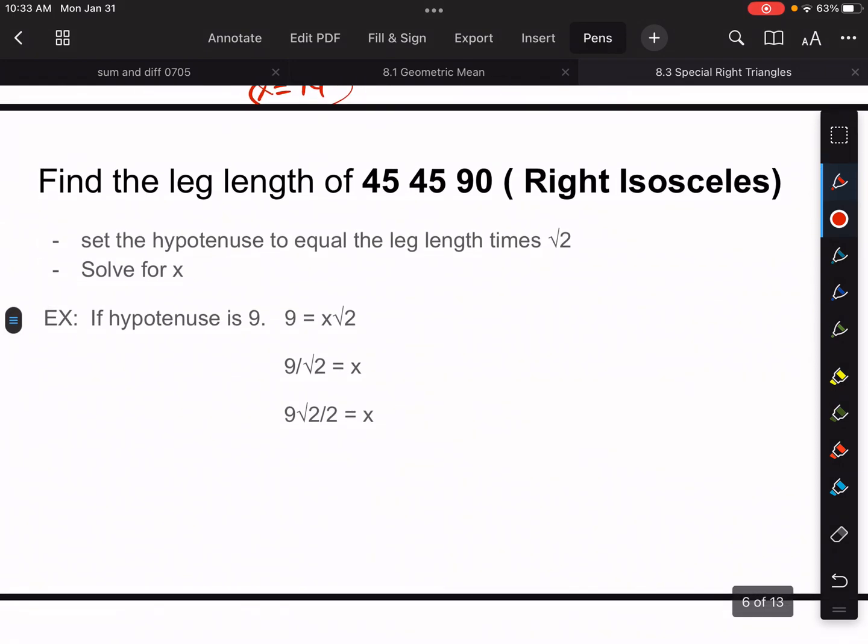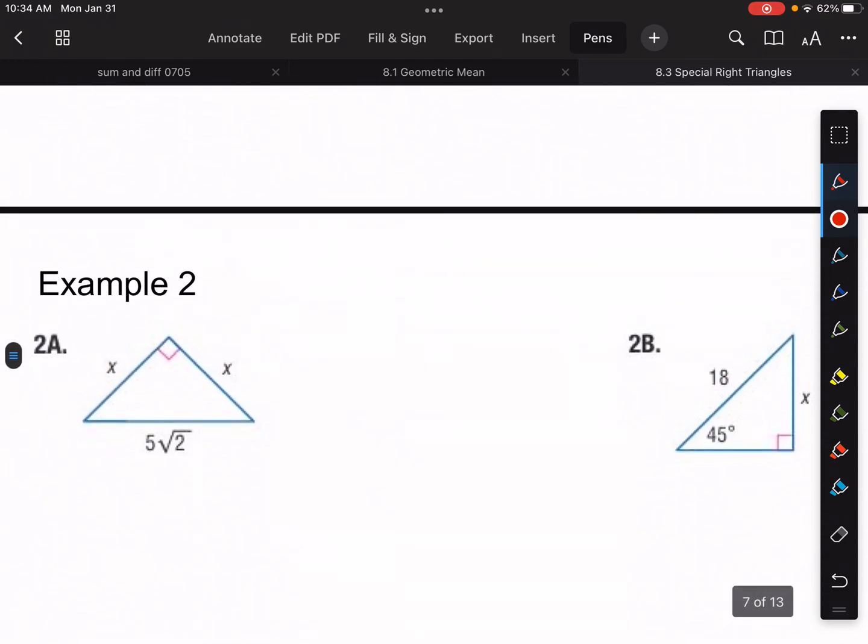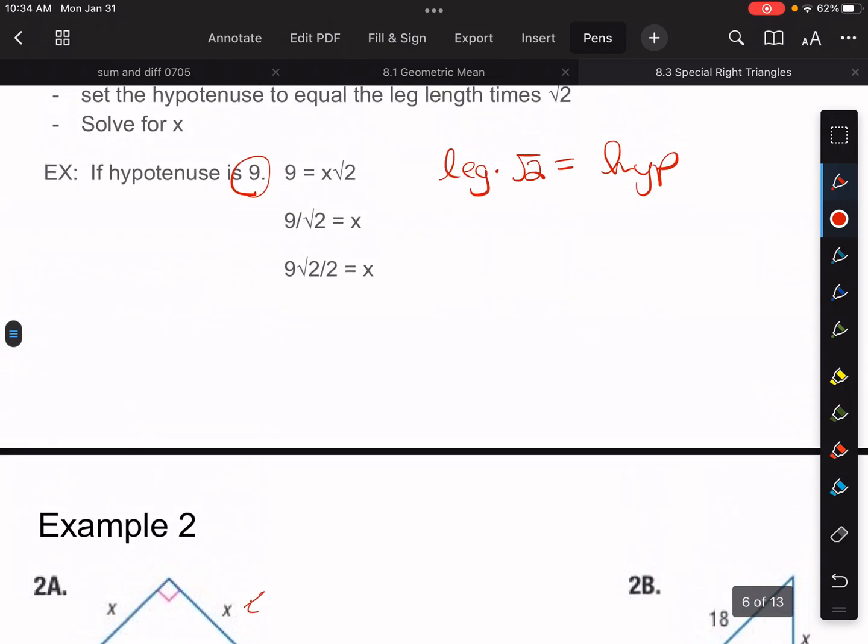Here it says find the leg length of a 45, 45, 90 right isosceles. Set the hypotenuse to equal the leg length times root 2. Solve for x. Okay, so if a hypotenuse is equal to 9, we know that 9 is equal to the square root of 2 times whatever the leg is. So again, it's leg times root 2 equals hypotenuse, and we're just going to plug in what we know. All right, so here we know the hypotenuse, and we're looking for the leg. So again, the leg times root 2 equals the hypotenuse.